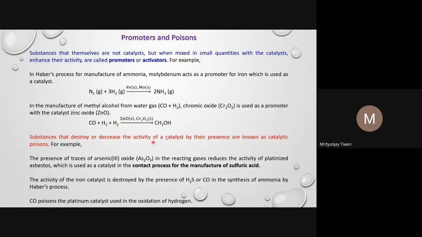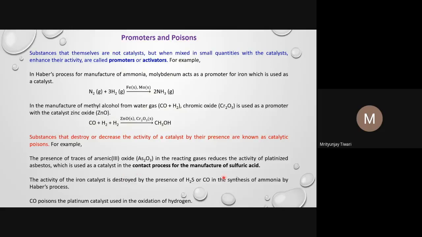Now about poisons: there are certain substances which destroy or decrease the reactivity or the activity of a catalyst, and those substances are called catalyst poisons. So substances that destroy or decrease the activity of a catalyst by their presence are known as catalyst poisons, or simply poisons. Looking at certain examples, the presence of traces of arsenic oxide, As2O3, in reacting gases reduces the activity of platinized asbestos, which is used as a catalyst in the contact process for the manufacture of sulfuric acid.